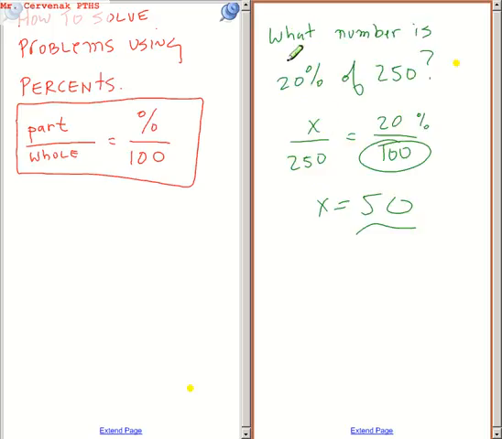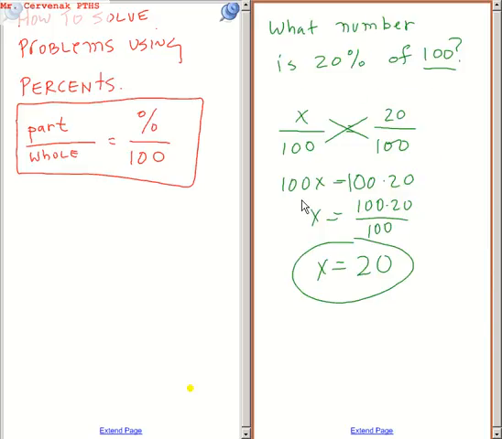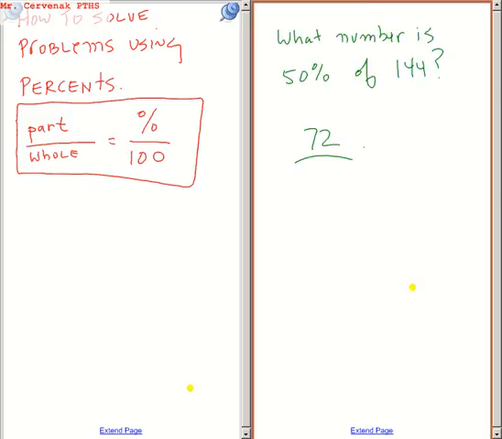What number is 20% of 250? 20% over 100. 250 is the whole. X is 50. 50 is 20% of 250. What number is 20% of 100? 20%, 100, 100. Cross multiply and divide. X equals 20. 20 is 20% of 100.